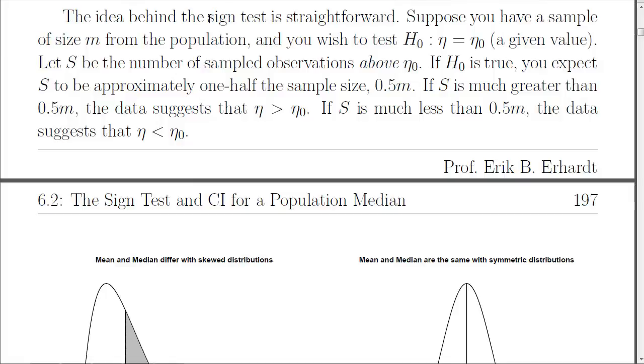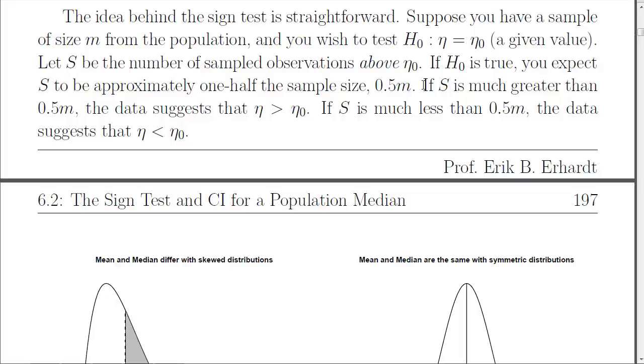Basically, we're going to divide our data into greater than the median and less than the median, and we're going to count up how many are greater or less than. So let S be the number of sampled observations above that null hypothesized value. If the null hypothesis is true, that eta naught is actually the true median, then we'd expect S, the number of observations above that value, to be a half.